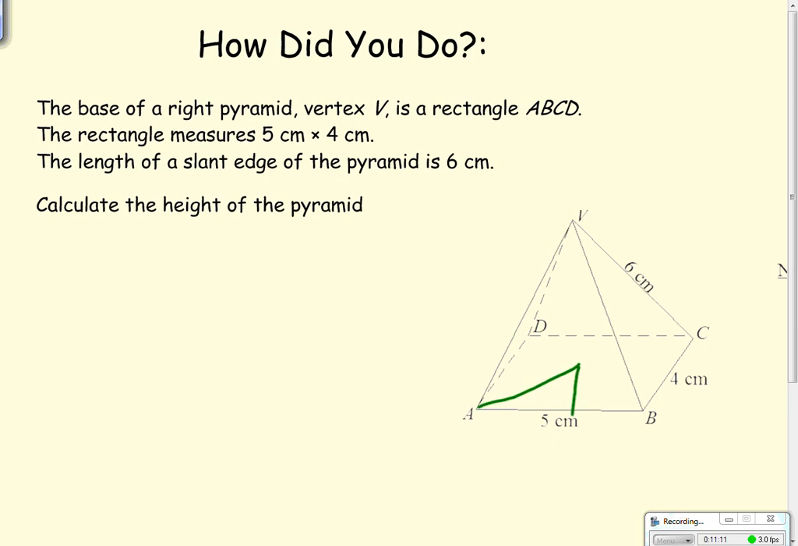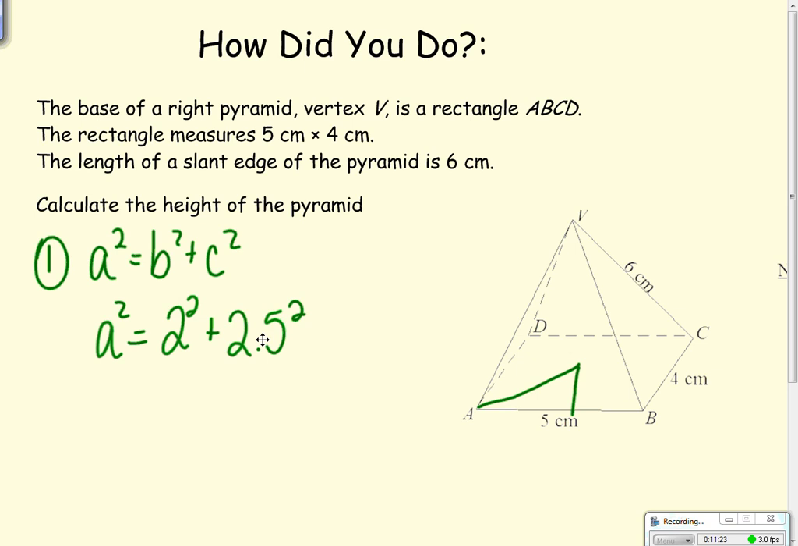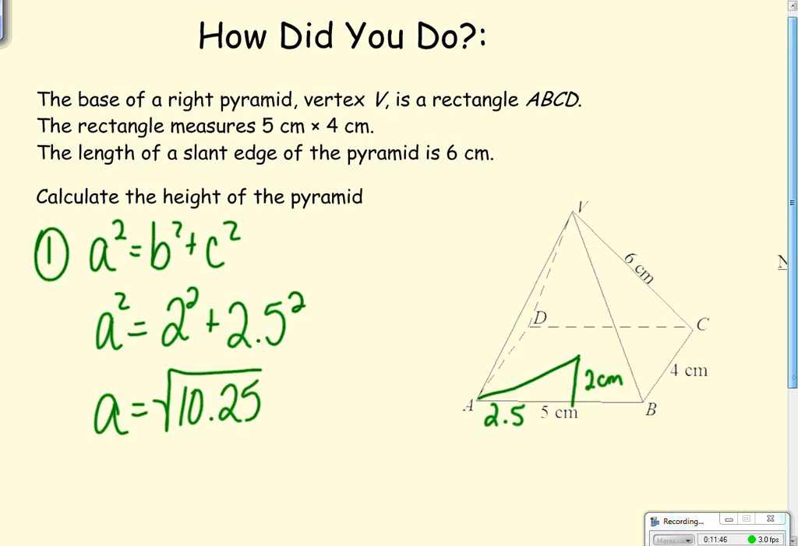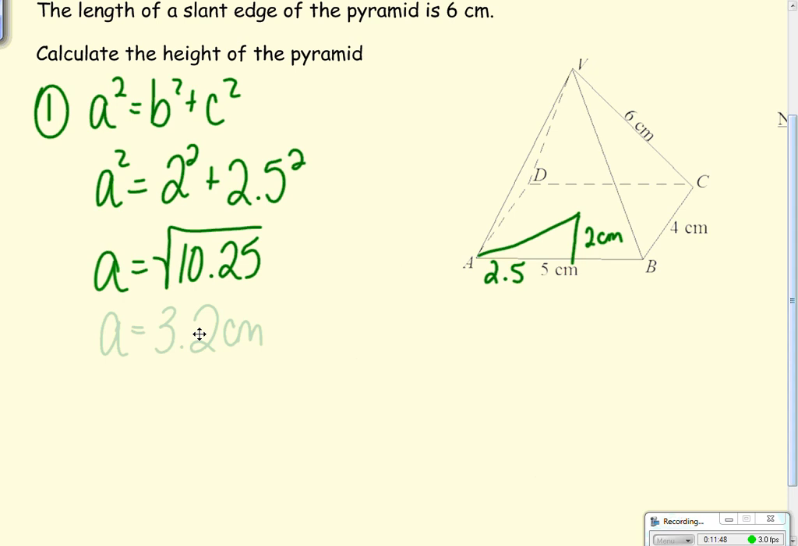Okay, in this case, you can see I've done my own little drawing already. It hasn't disappeared. The first thing we're going to do is find this little triangle here that I've got in green. We know that the base of the triangle is going to be 2 centimeters because it's halfway up, and the second longest side will be 2.5 centimeters because that's halfway across. So we're looking for the hypotenuse, and we're adding. So we've got a squared is equal to 2 squared plus 2.5 squared, which means a is equal to the square root of 10.25. When you find that square root, what you get is 3.2 centimeters. There's a bit of rounding, but not a lot.